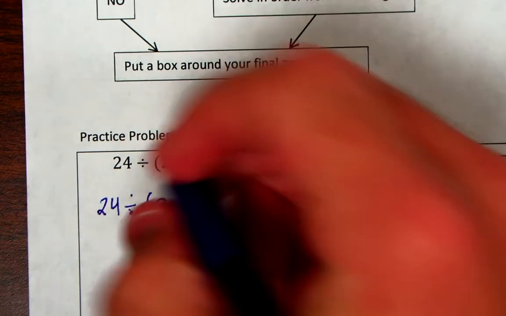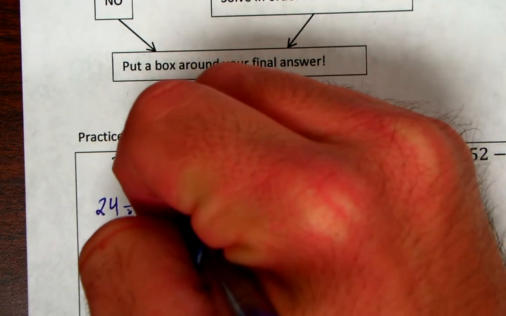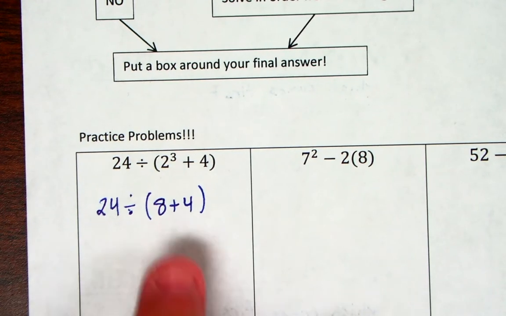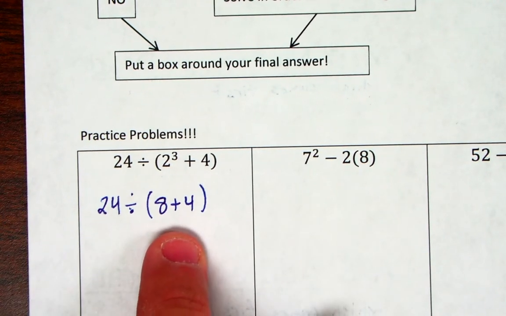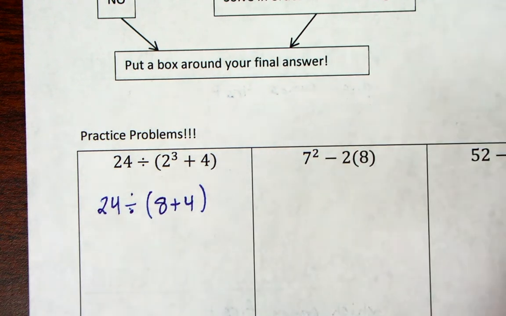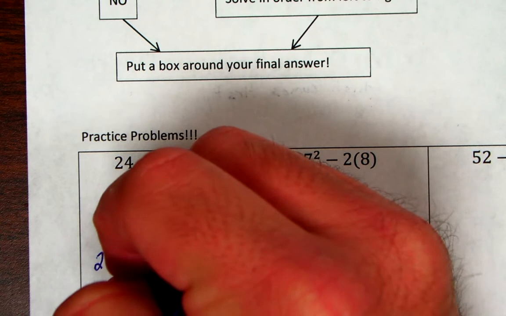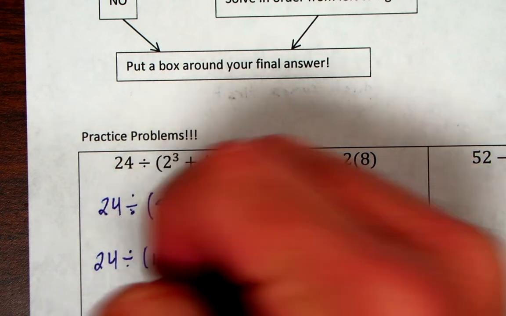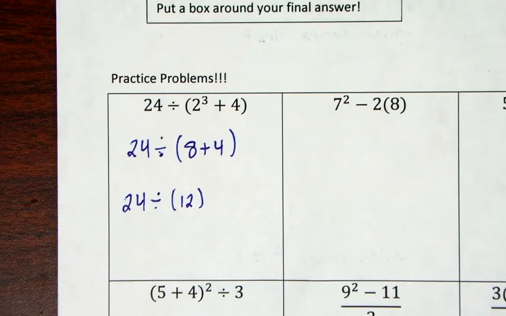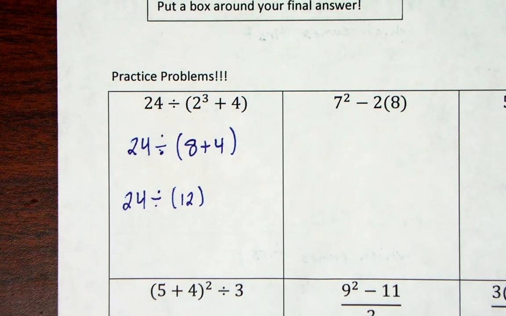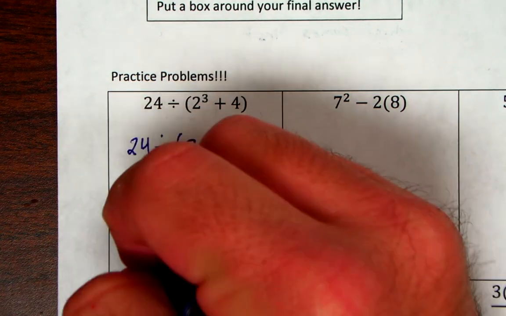And now bring down the plus 4. Do you still have parentheses? Well, yes, you do. We still got some work to do inside, don't we? Do the work inside the parentheses. What is 8 plus 4? That's 12. Well, that's correct. Well, the last step, look at this. What's 24 divided by 12? It's 2. Well, that's correct.